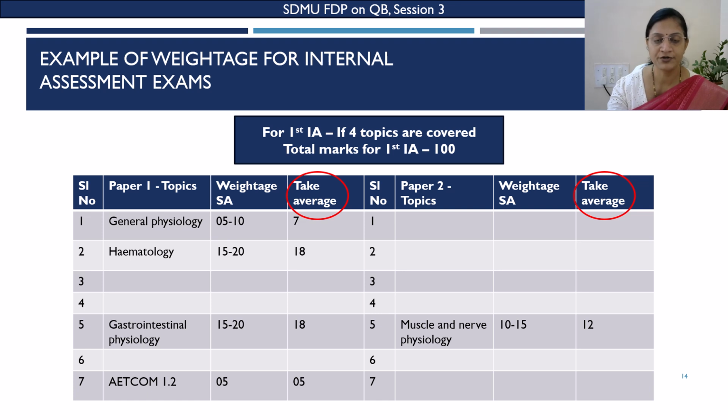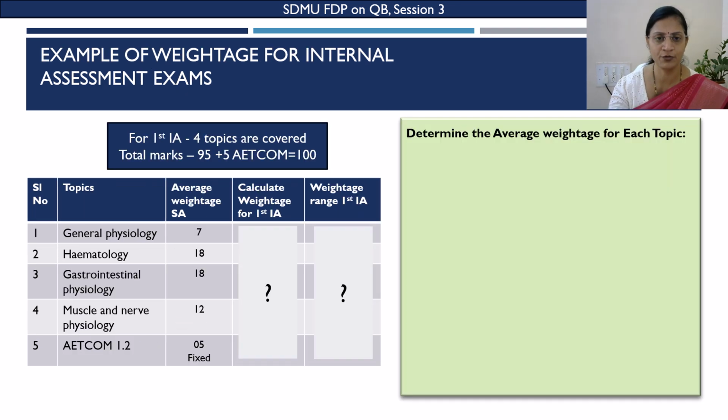Then what we are going to do? We already have a weightage for summative assessment. So from this you take an average. If it is a single digit, you can take it directly. If it is in the form of a range, you average it out and take a single digit. After you take a single digit, then what we have to do? You have got all the average here.